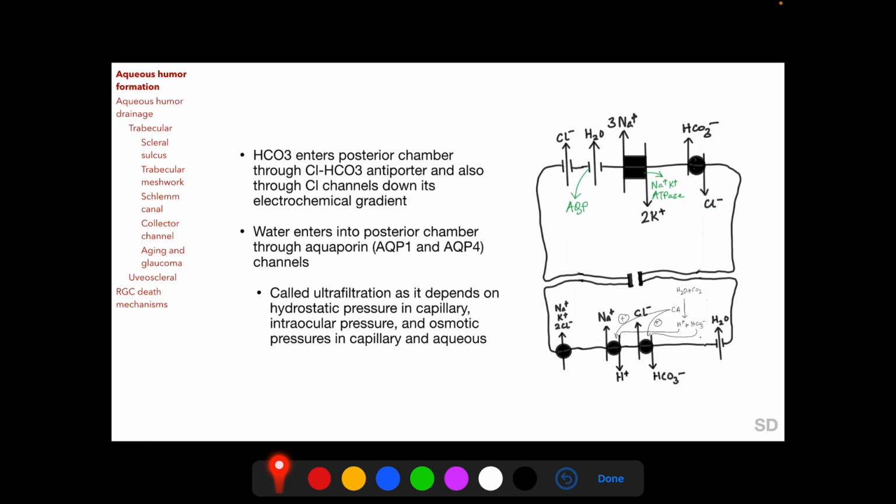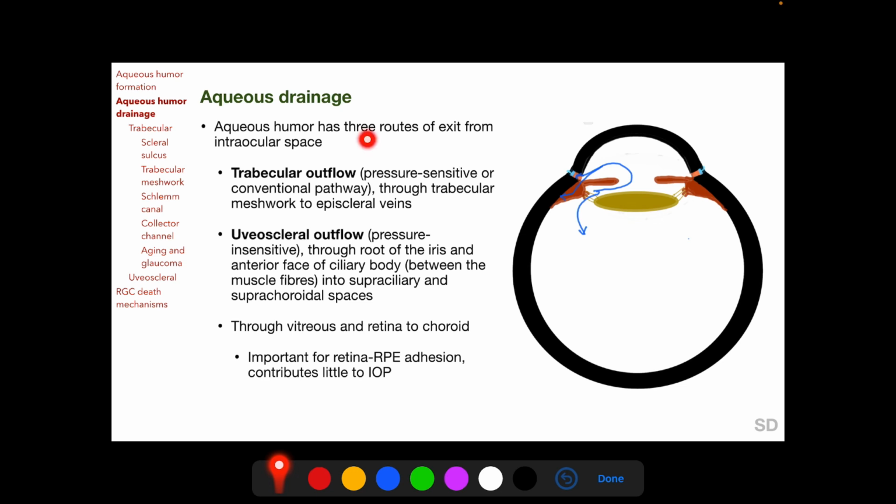And water follows the osmotic gradient through aquaporin channels, and the rate of exit of water is determined by hydrostatic pressure and osmotic pressure within the capillaries of the ciliary stroma, the intraocular pressure and osmotic pressure of the aqueous. Aqueous humor has 3 routes of exit from the intraocular space.